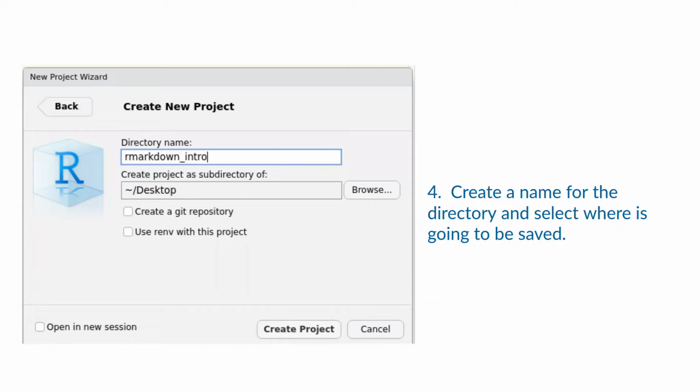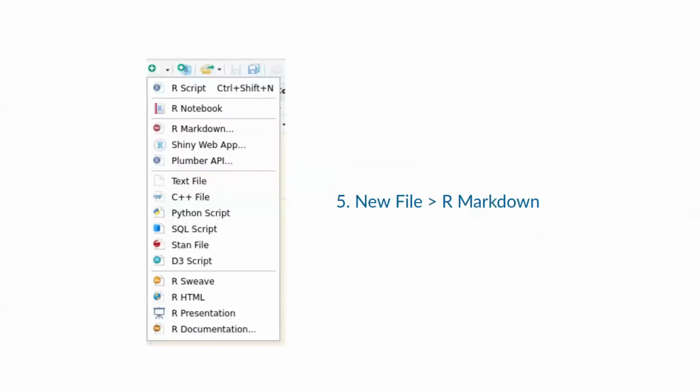Try to always use names without spaces, points, and mixing. Also, don't mix capital letters. It's going to make everything easier when you are working with paths. And you have the option to select what your new folder is going to be a subdirectory of. So you're going to save your new folder under your desktop, under your documents, under whatever path that you want.